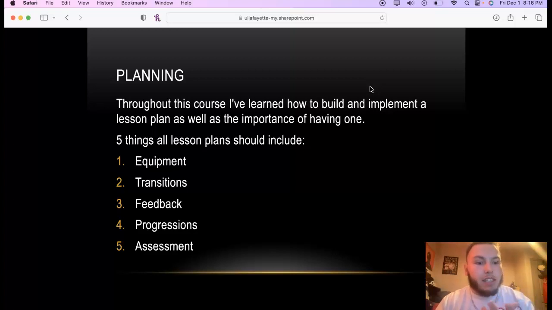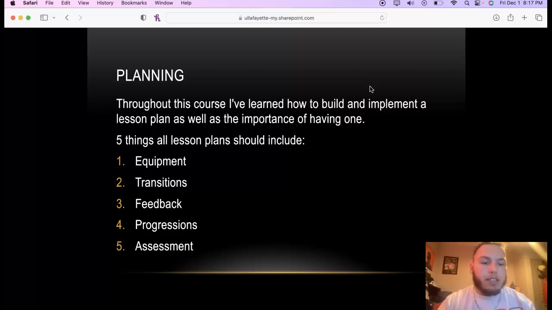Two, the importance of transitions. Just being able to gather people's attention while teaching, as well as smoothly moving from one topic or game to the next. Three, feedback. Feedback is very important, whether it be some positive general feedback, or more specific feedback, whether that be correctional feedback or just providing more feedback in order to help the person out.